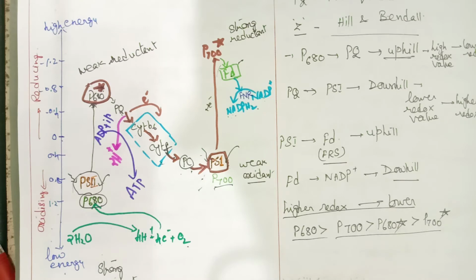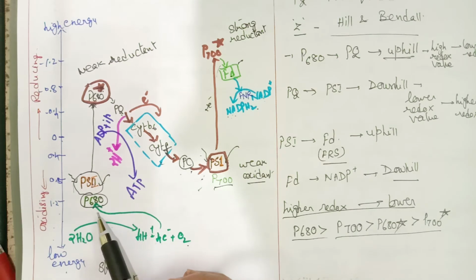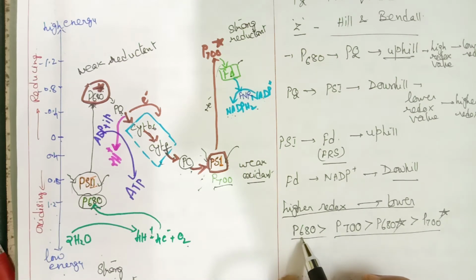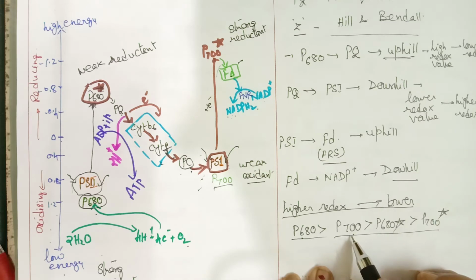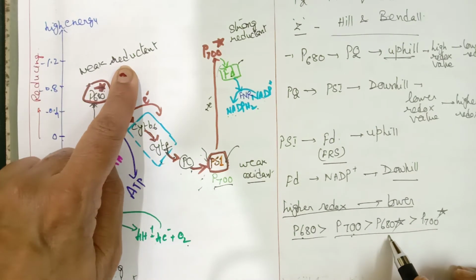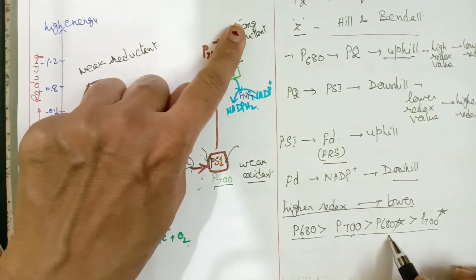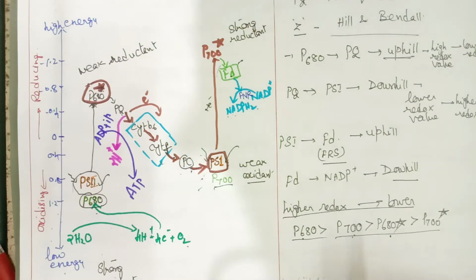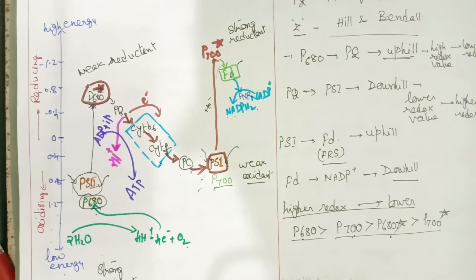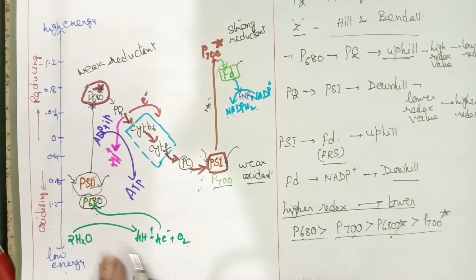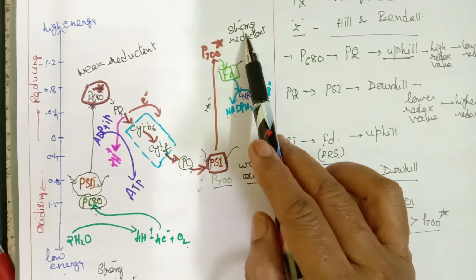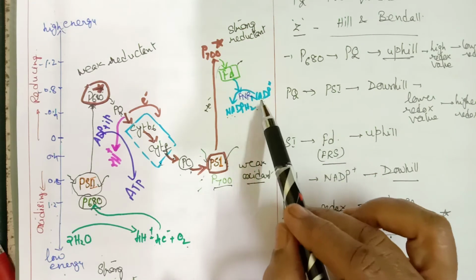Now, based on this, it can also be categorized as strong oxidant or weak oxidant. P680, we call a strong oxidant. PS1, P700, is a weak oxidant. P680 excited is a weak reductant. And P700 excited is a strong reductant. Oxidant easily causes oxidation. Reductant easily causes reduction. So this is a strong oxidant because it is causing oxidation of water, photolysis of water. This is called a strong reductant because it is causing reduction of NADP+.